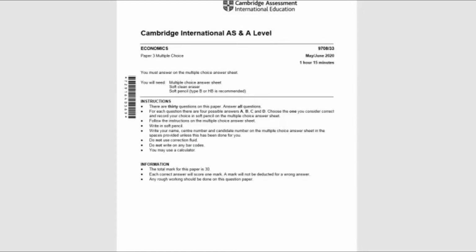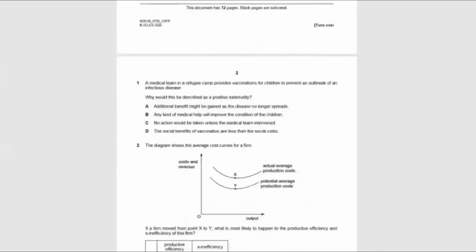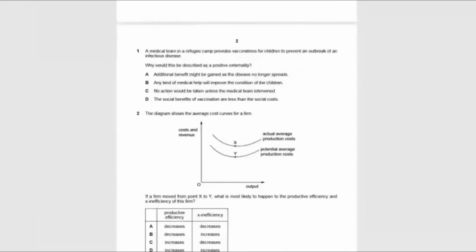Okay, this is the question paper, May-June 2020, variant 3.3. This paper is paper 3, and you can solve 17 questions for midterm examination.